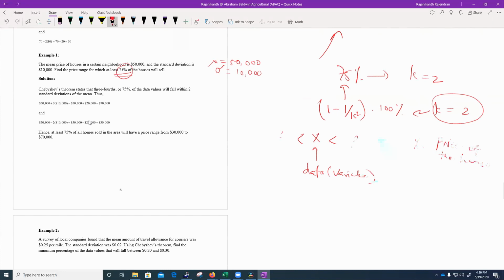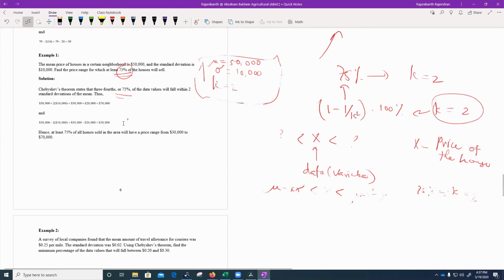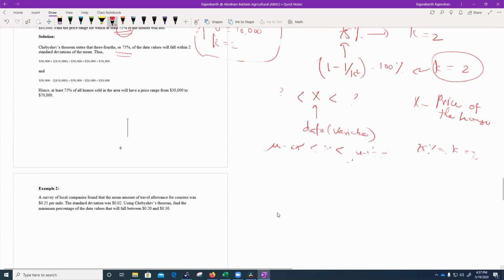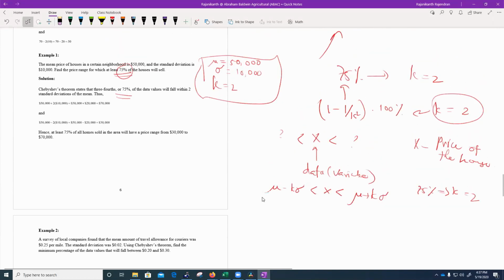We don't know them, right? The summary says these two numbers are given by mu minus k sigma on the left side, and my right side value is mu plus k sigma. You know now for 75 percent, Chebyshev says k should be 2. So you know k, mu, and sigma. Simply plugging these three values into the inequality, you will get the bound ranges. So my mu is 50,000, k is 2 times sigma, 10,000.